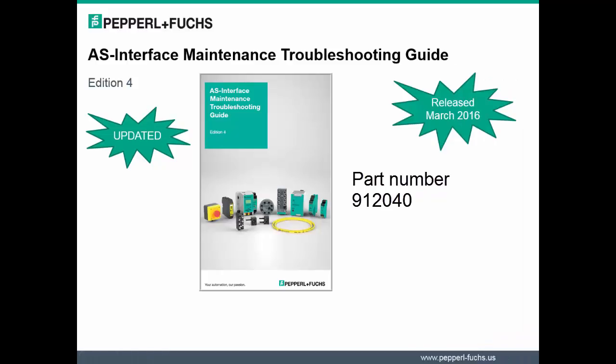Finally, in the presentation today, I wanted to make you aware of some updated AS interface literature. The first is the Maintenance and Troubleshooting Guide. This was released just recently in March of 2016. The link for the documentation is provided below. This guide provides helpful tips and tricks for troubleshooting and maintaining existing AS interface networks. I encourage you to use this guide because it also includes some helpful links to some YouTube videos that may help further in your maintaining and troubleshooting of AS interface networks.